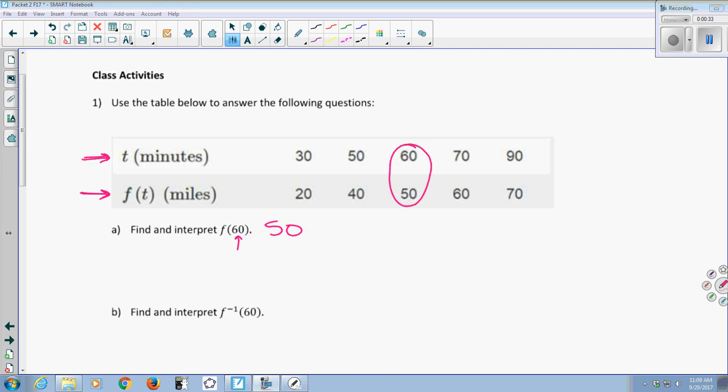Now I want to evaluate f inverse of 60. Okay, so f inverse of 60. So that 60 is in parentheses, it's an input for f inverse, which means it was an output of f, because for f and f inverse, the roles of input and output switch. So f inverse of 60 is saying 60 is the output of f, what was the input? So find in my output row 60, and my input was 70.